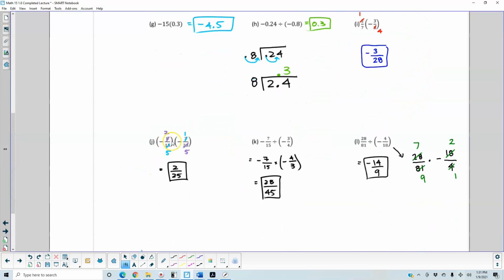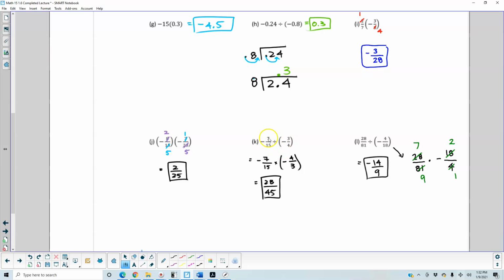Next, we have negative 8 over 15 times negative 3 over 20. So we know that 4 goes into 8 2 times, and 4 goes into 20 5 times. We know that 3 goes into 3 1 time, and 3 goes into 15 5 times. So a negative times a negative is a positive. 2 times 1 is 2, and 5 times 5 gives you 25.